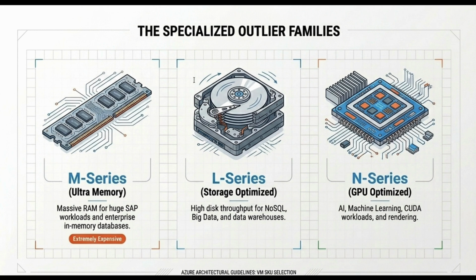And next we have the L series. L series is storage optimized. You'll get high disk throughput and IOPS, and it's best for wherever a large chunk of data is going to get stored in disk. Best for NoSQL databases, data warehouses, big data workloads, and heavy storage applications.